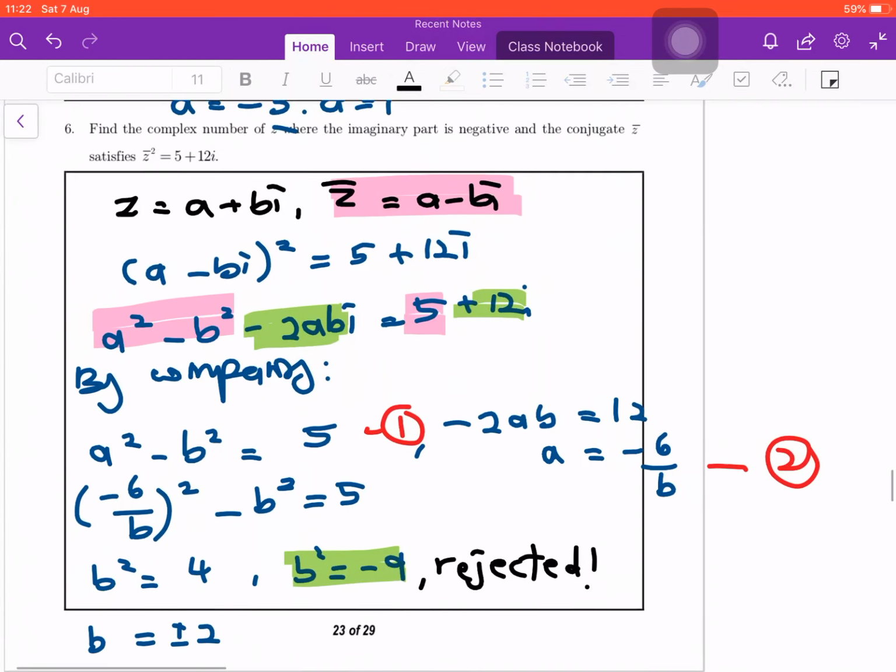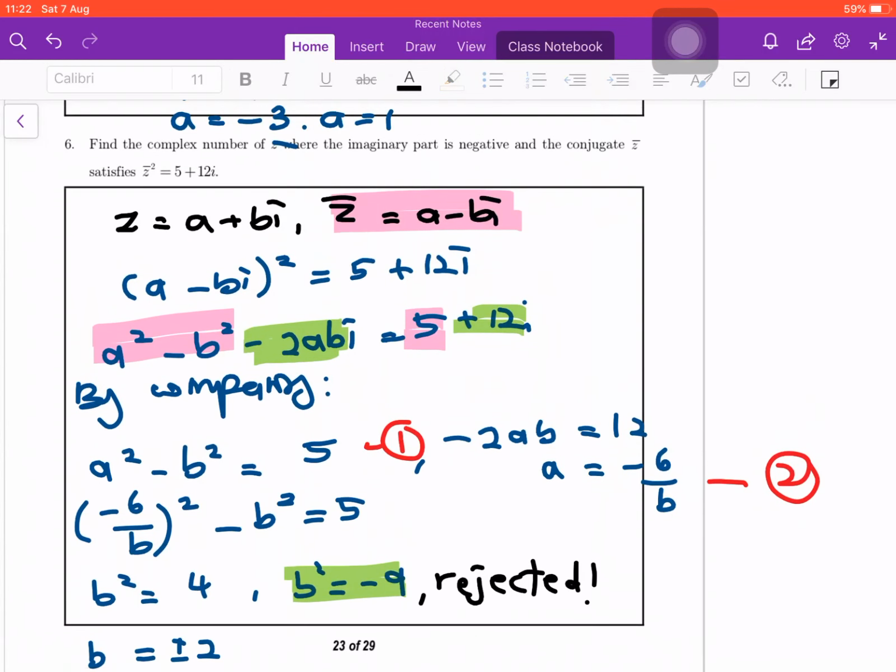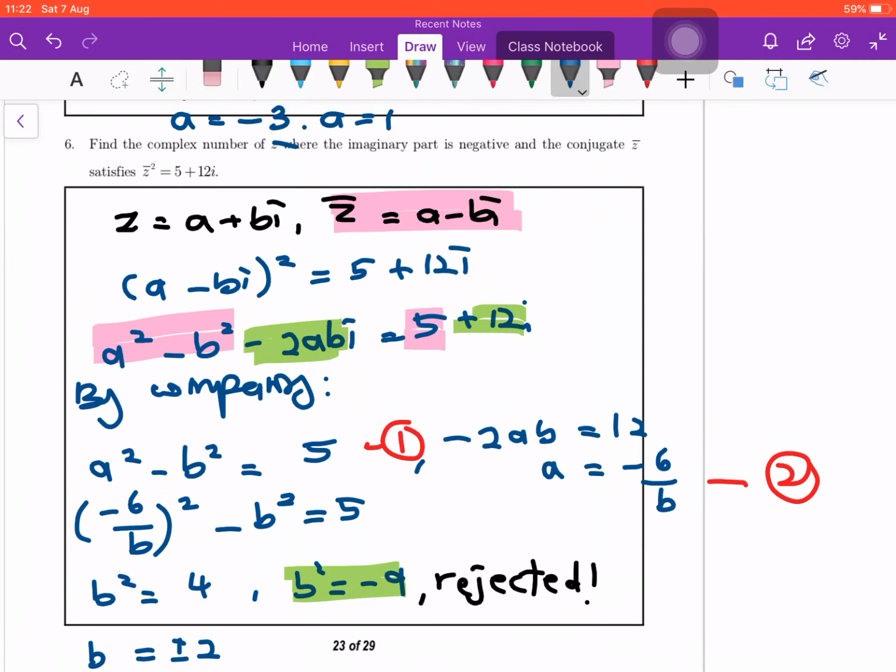Soalan cakap apa? Soalan kata, find the complex number of Z where the imaginary part is negative. So, mana bahagian imaginary part? B kan? B bahagian imaginary. A adalah bahagian real numbers. So, dia kata B dia mesti negatif.